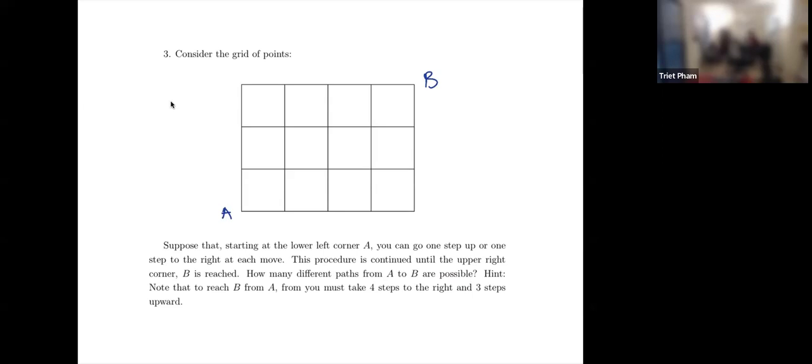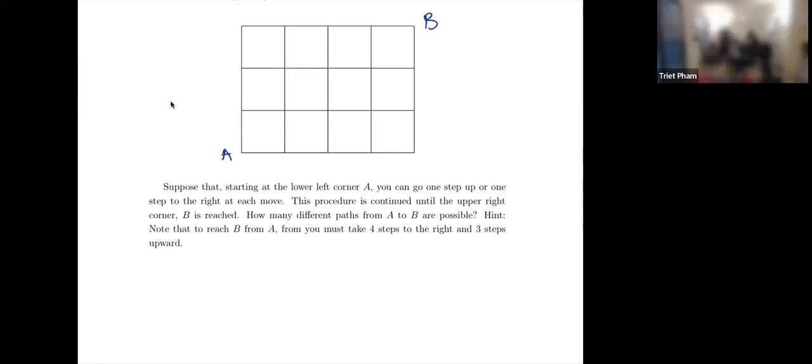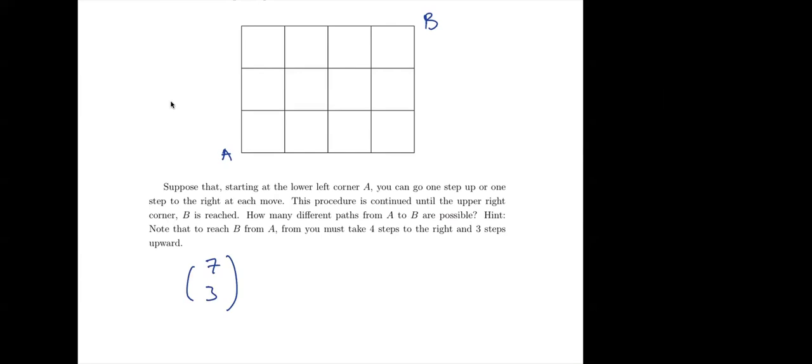Any input before I tell you the answer? I think it's 7 choose 3. That's correct. Or 7 choose 4 for that matter. Very good. And the answer comes from where? So you're always taking 7 steps in total, and you're choosing which of the 7 go upwards, since you have to have 3 steps upwards, so you just choose 3 from the 7.